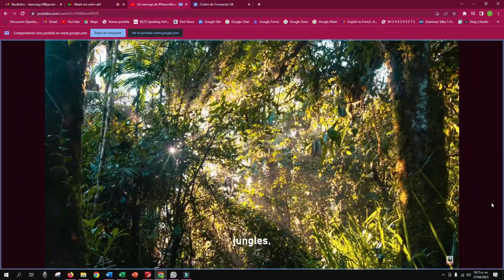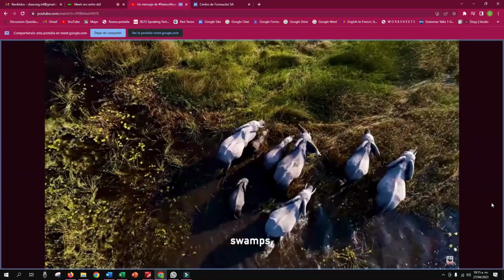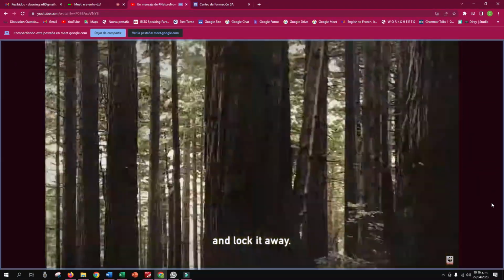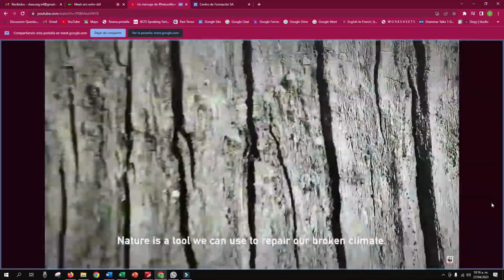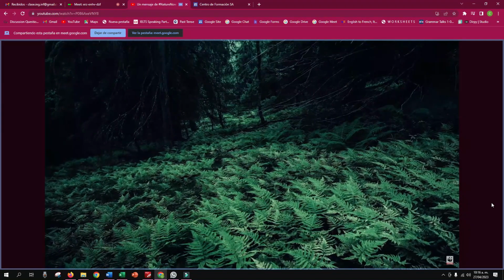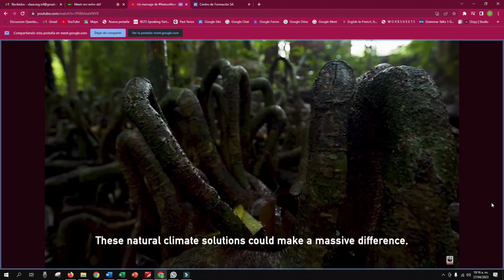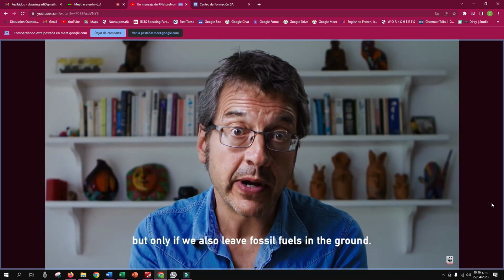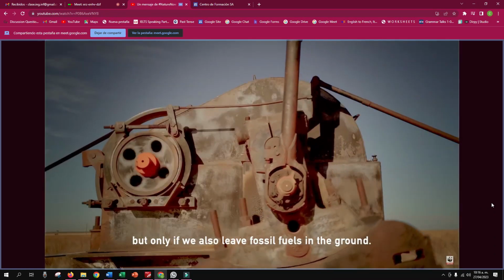A tree is an example of a natural climate solution. Mangroves, peat bogs, jungles, marshes, seabeds, kelp forests, swamps, coral reefs, they take carbon out of the air and lock it away. Nature is a tool we can use to repair our broken climate. These natural climate solutions can make a massive difference, but only if we also leave fossil fuels in the ground.